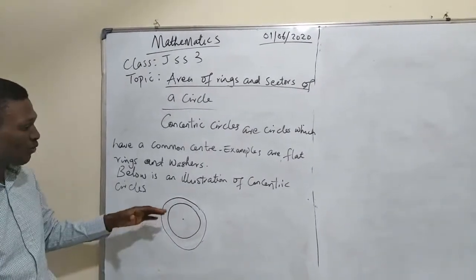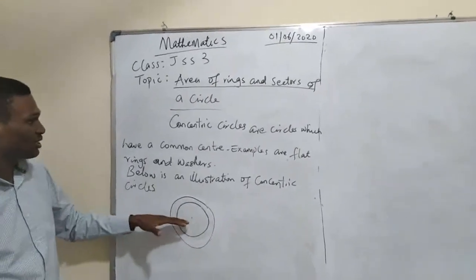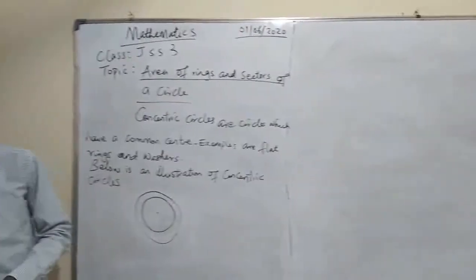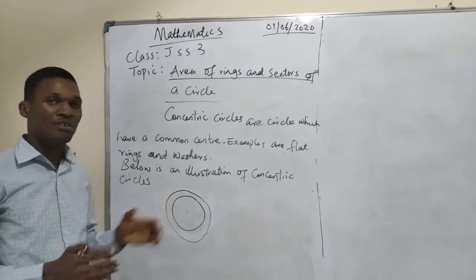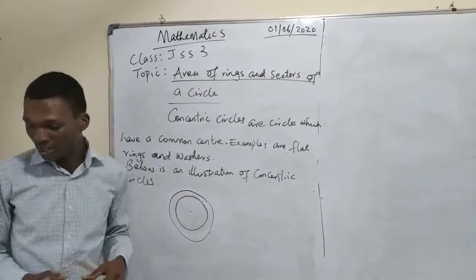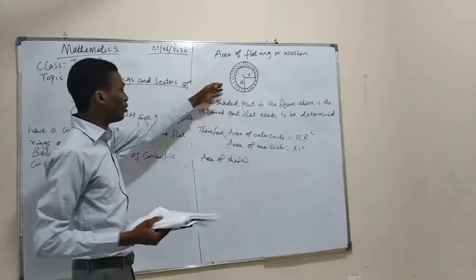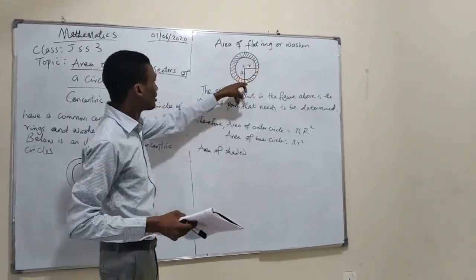Examples of objects that we use at home that have these concentric circles are our flat rings and our washers. We'll be looking at how to find the areas of concentric circles like this. We have a flat ring on the board. If we notice, we can see that it has a shaded part.